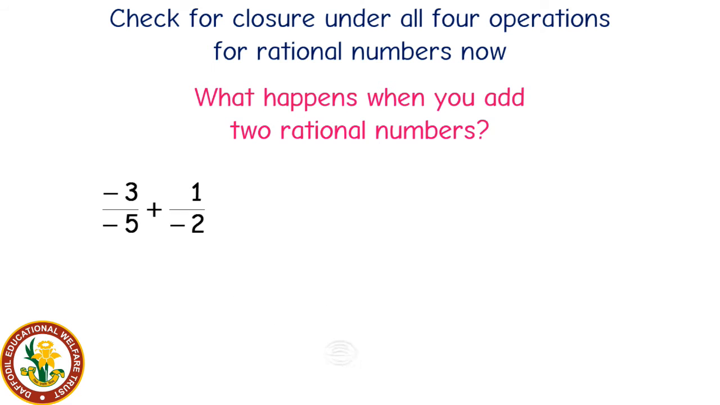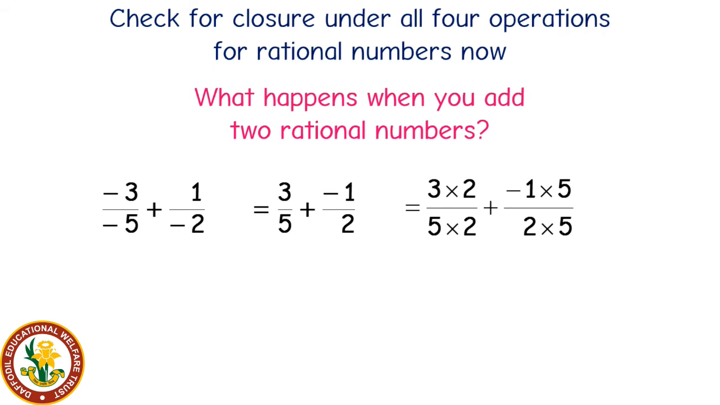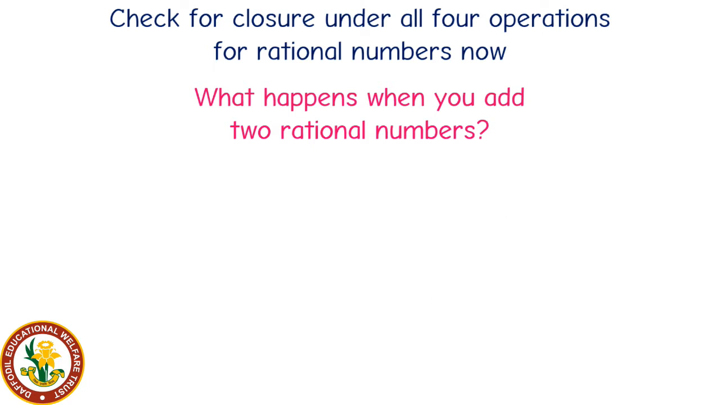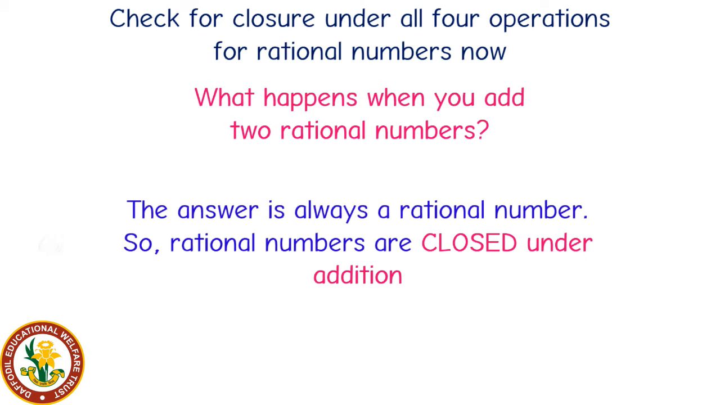Minus 3 upon minus 5 plus 1 upon minus 2 is equal to 3 upon 5 plus minus 1 upon 2, which is equal to 3 multiplied by 2 upon 5 multiplied by 2 plus minus 1 multiplied by 5 upon 2 multiplied by 5, which is equal to 6 plus minus 5 upon 10, which is equal to 1 upon 10. The answer is always a rational number, so rational numbers are closed under addition.